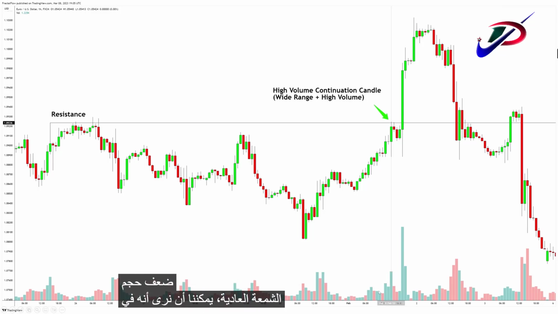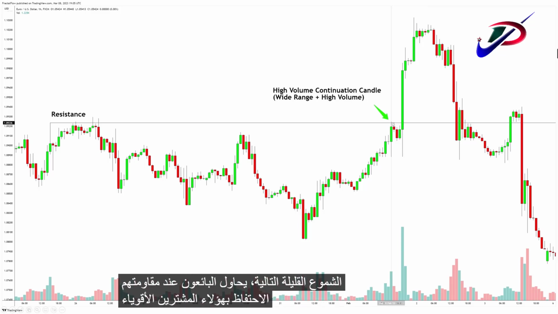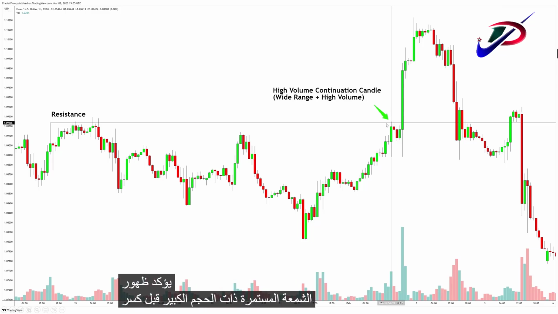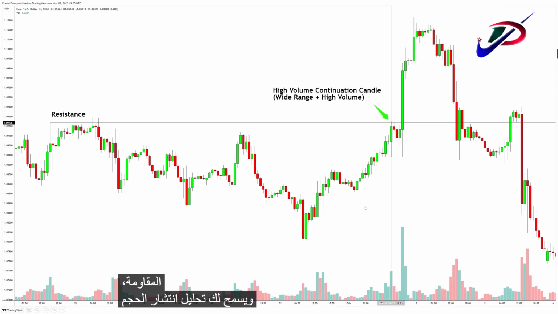We can see that in the next few candles, sellers at the resistance attempt to hold these powerful buyers, but as soon as the sellers meet the point from which buyers ignited, an even wider bullish candle with a much greater volume spike emerges, therefore confirming the appearance of the high volume continuation candle before the resistance was broken. Volume spread analysis allows you to read the subtle clues in volume in order to anticipate important price movements.